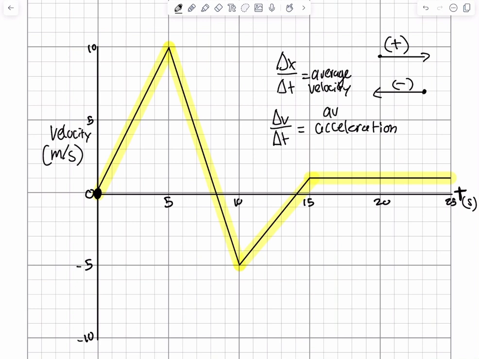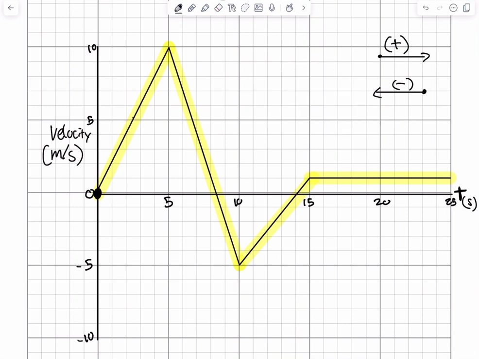Specifically, average acceleration. Why isn't it just acceleration? Because we're taking it over a period of time rather than at this one instantaneous moment. And don't worry, we will eventually do that. But that's a calculus problem. We're doing physics. Physics is so much cooler, right? So let's find the average acceleration of every section on this graph.